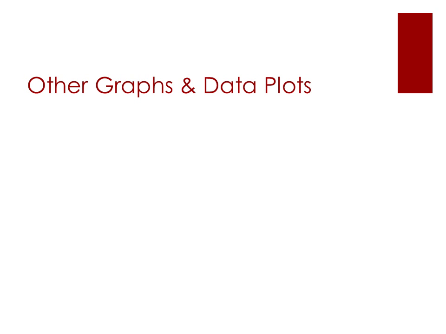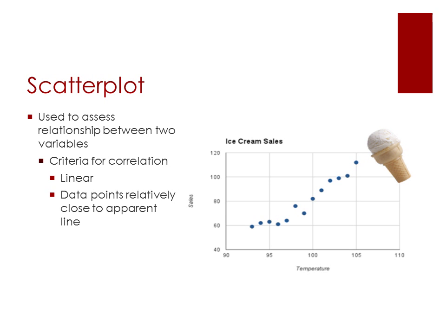In this section, we're going to look at other graphs and data plots. Now, you probably won't see these as often as histograms, but they're still really important to be familiar with. A scatterplot is used to assess relationships between two variables. We're going to be looking at these again later in the semester when we look at correlations.